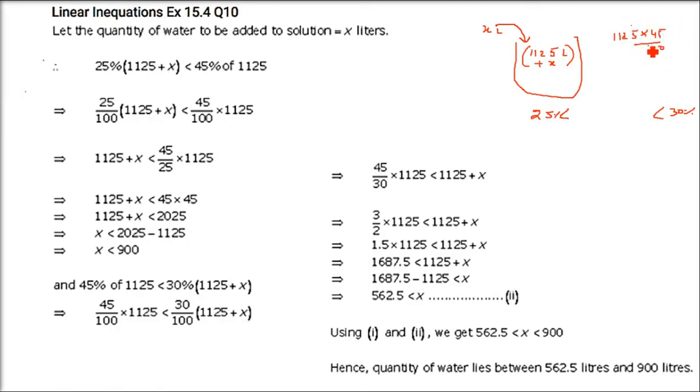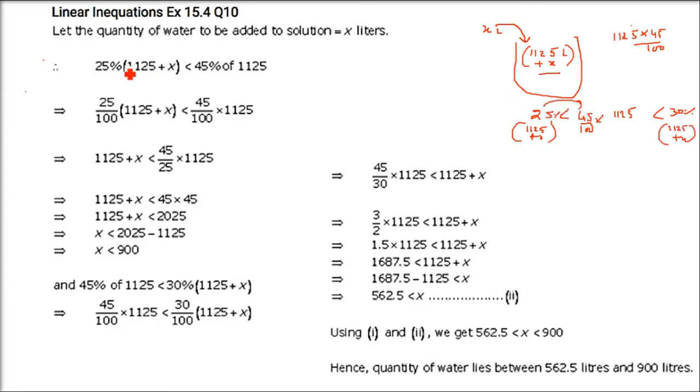So this is the total acid content. What is the acid content? 1125 into 45 by 100. This is the actual acid content. And the acid content of the resulting mixture is 25% of 1125 plus X, where X is the amount of water, and 30% of the mixture with water.